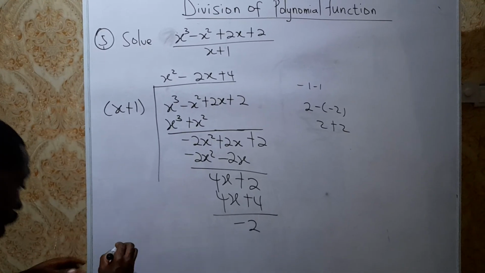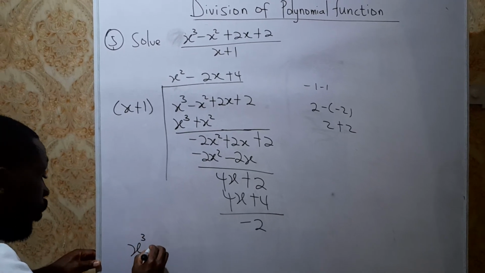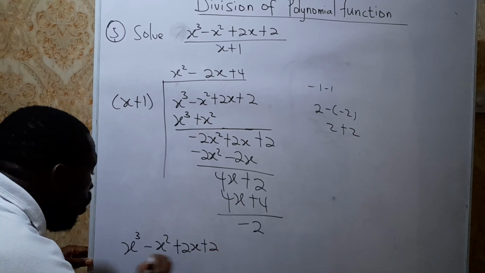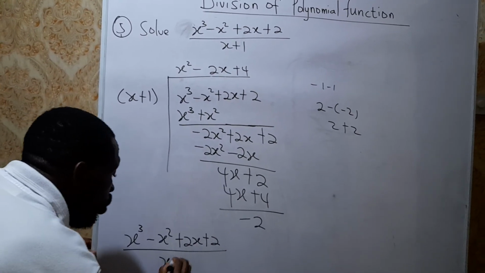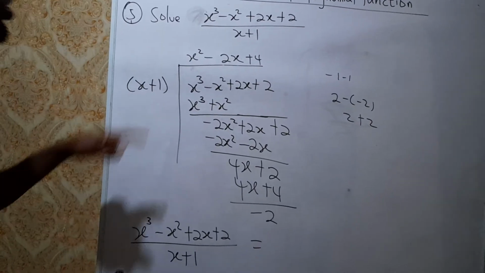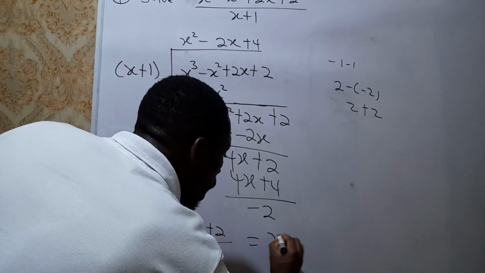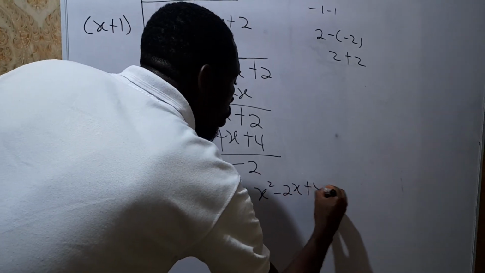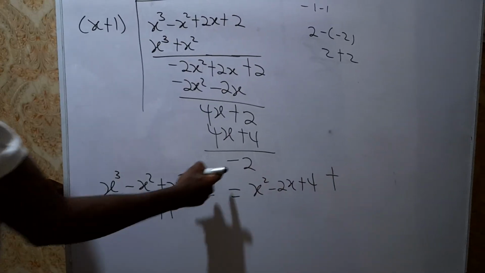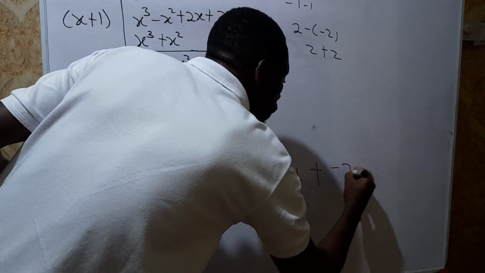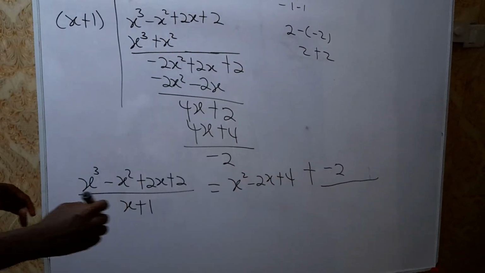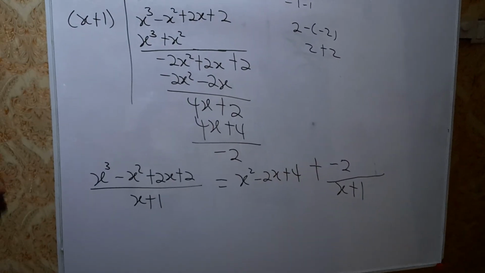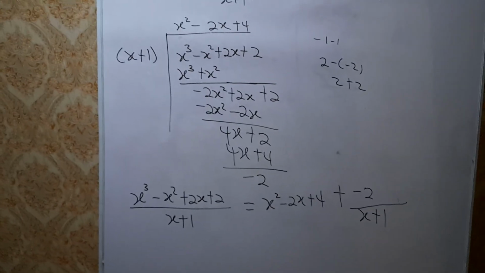So we can boldly say that x cubed minus x squared plus 2x plus 2 all over x plus 1 is equal to our quotient, which is x squared minus 2x plus 4, plus the remainder, which is negative 2, over the divisor, which is x plus 1. I hope you have the same answers as you compare to mine.